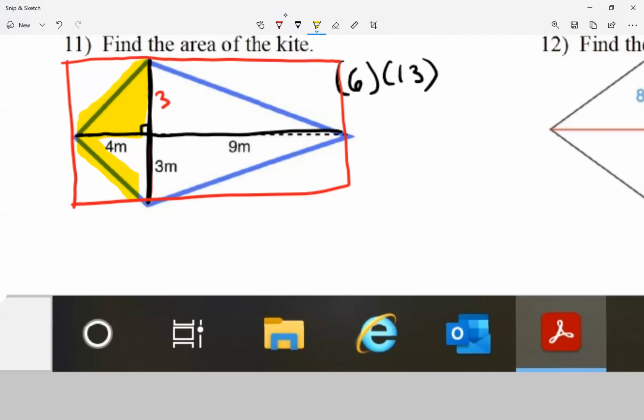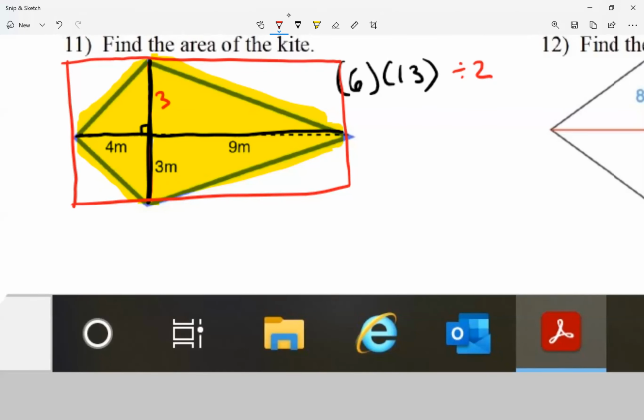At the bottom, there's another rectangle, and my kite is only half of that. On the top right rectangle, my kite is half of that. And the bottom right, my kite is only half of that. So my kite is half of the rectangle. Whatever I get from 6 times 13, I'm going to divide by 2. So all I'm going to do is multiply my diagonals.